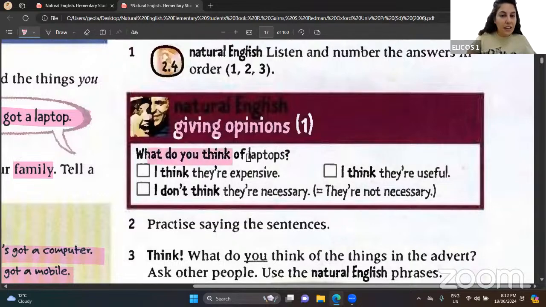So what do you think of laptops? I think they're expensive. So it's plural here. I don't think they're necessary. I think they're useful. So which one do you think? For me, I think they're useful. So you tick, what is your opinion about laptops? So for me, I think they're useful.